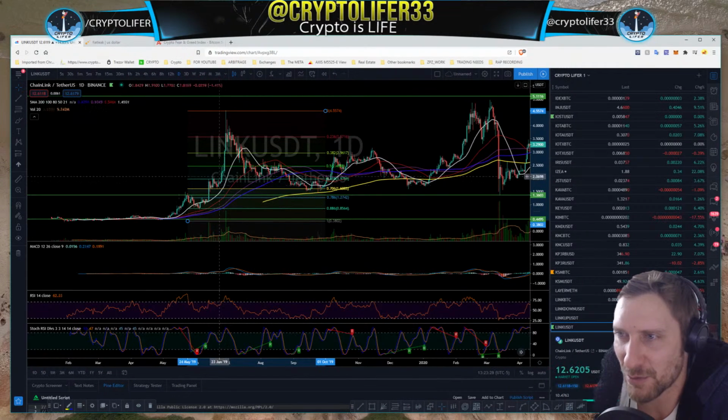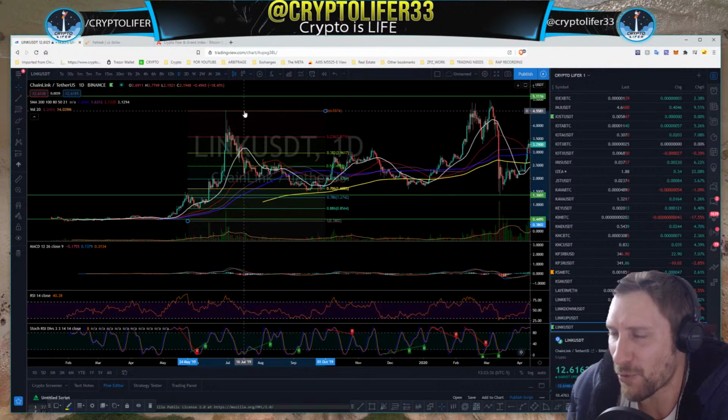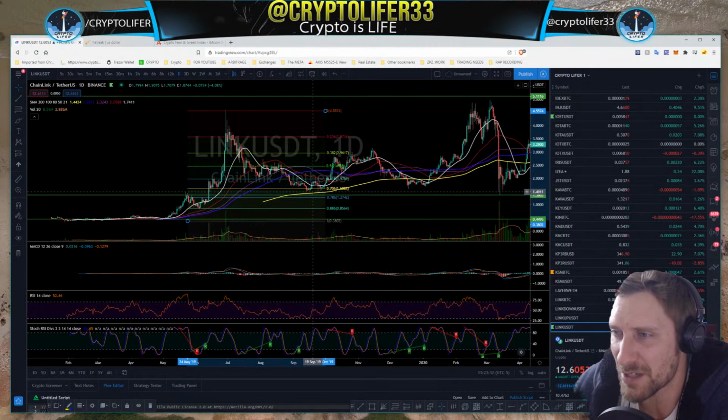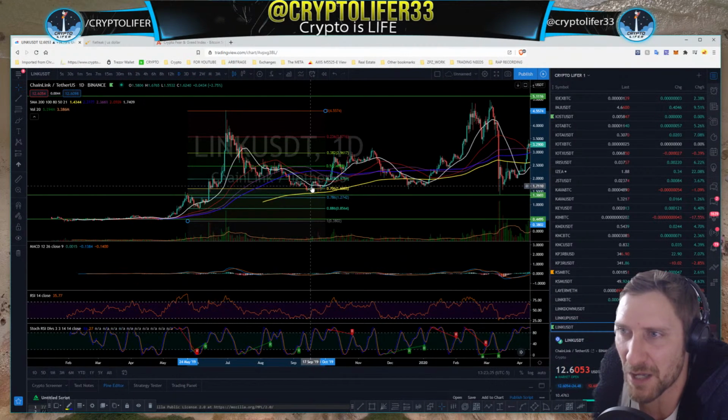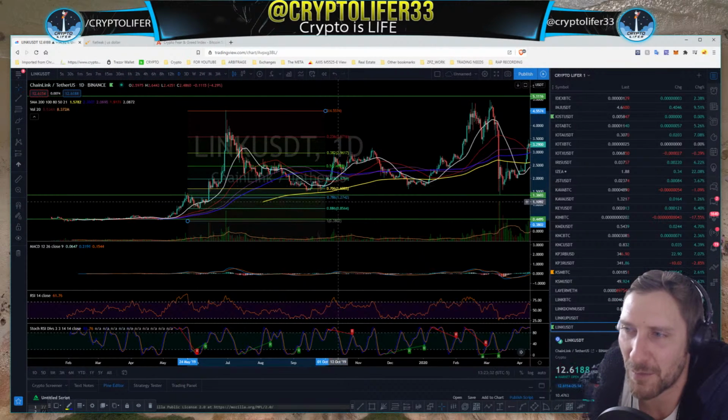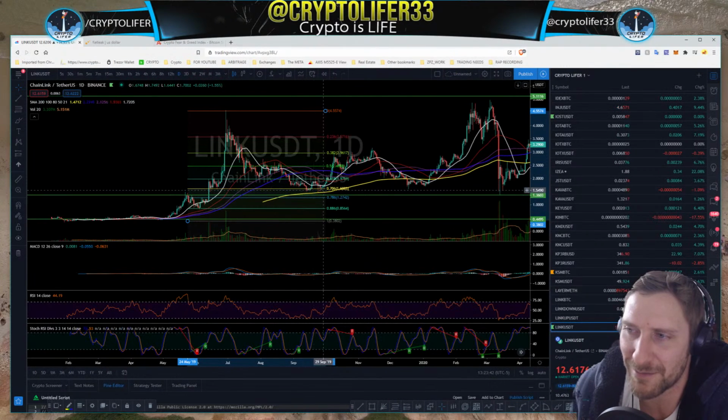So check it out. Link goes all the way up here to about $4.55, right? But then it retraces to what's called a secret Fibonacci. This was taught to me by a mentor years ago. This is what's called a secret fib. And you can see it comes into play a lot.